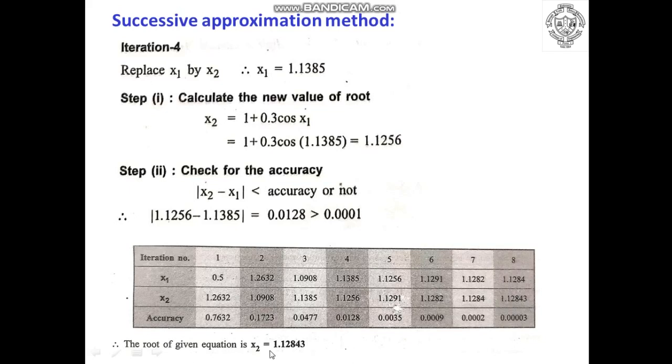which is x2 is equal to 1.12843, and then you can stop. So this is how the successive approximation method can be performed using accuracy based criteria.